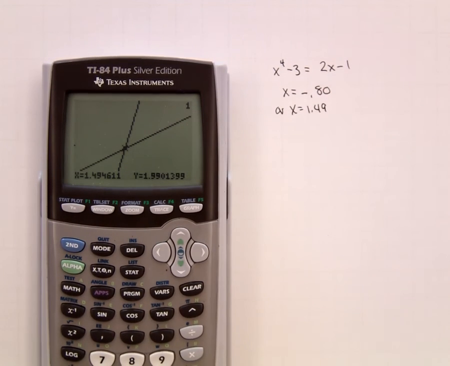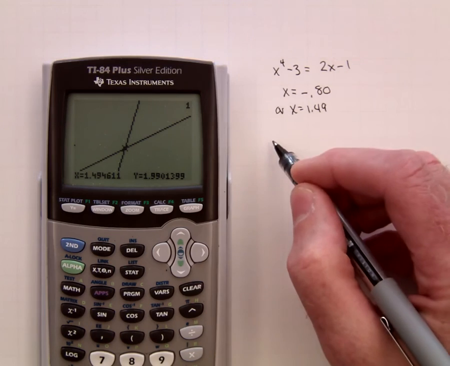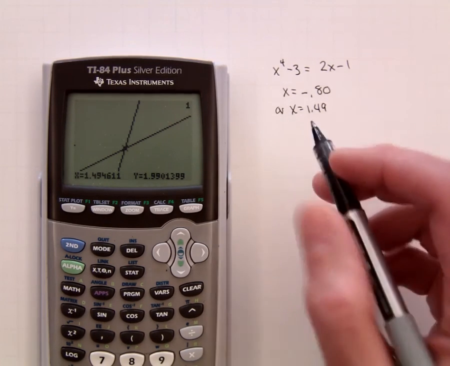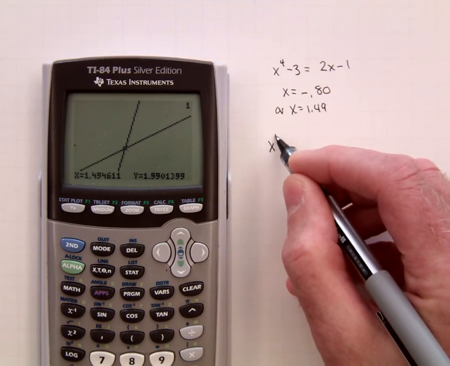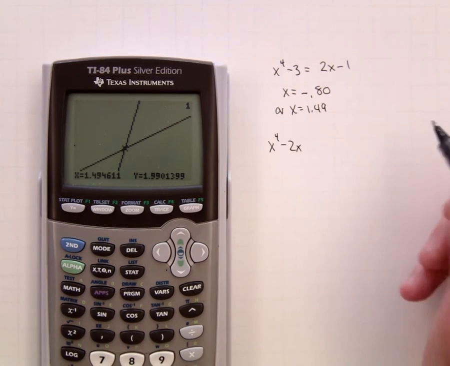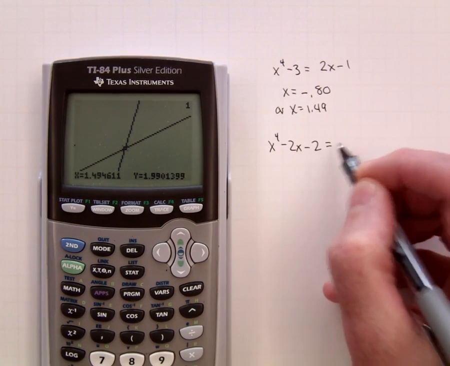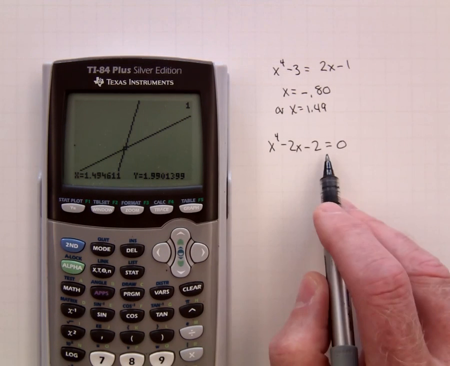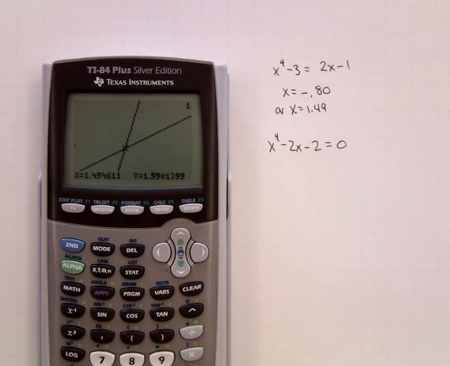If we had wanted greater precision, if we had wanted to be able to rely on more decimal places, we could have just kept zooming until we got the desired precision. Another approach that is pretty much equivalent to this is to do a little simplifying. So I could, let's say, subtract 2x from both sides of my original equation and add 1. And I would get basically everything to one side. I'd have a 0 on the other side. And I could graph this as a single equation, x to the 4th minus 2x minus 2.